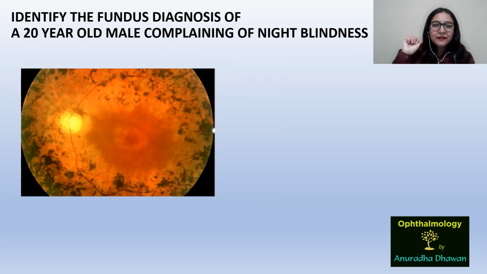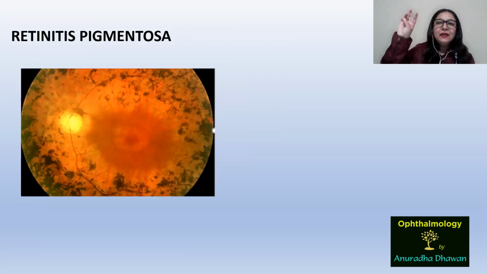And the third thing which we are noticing over here is these black pigments. These bony spicule pigments, black pigments, are there on the mid-peripheral part of the retina. So these three important features which we have just seen make it a diagnosis of retinitis pigmentosa.